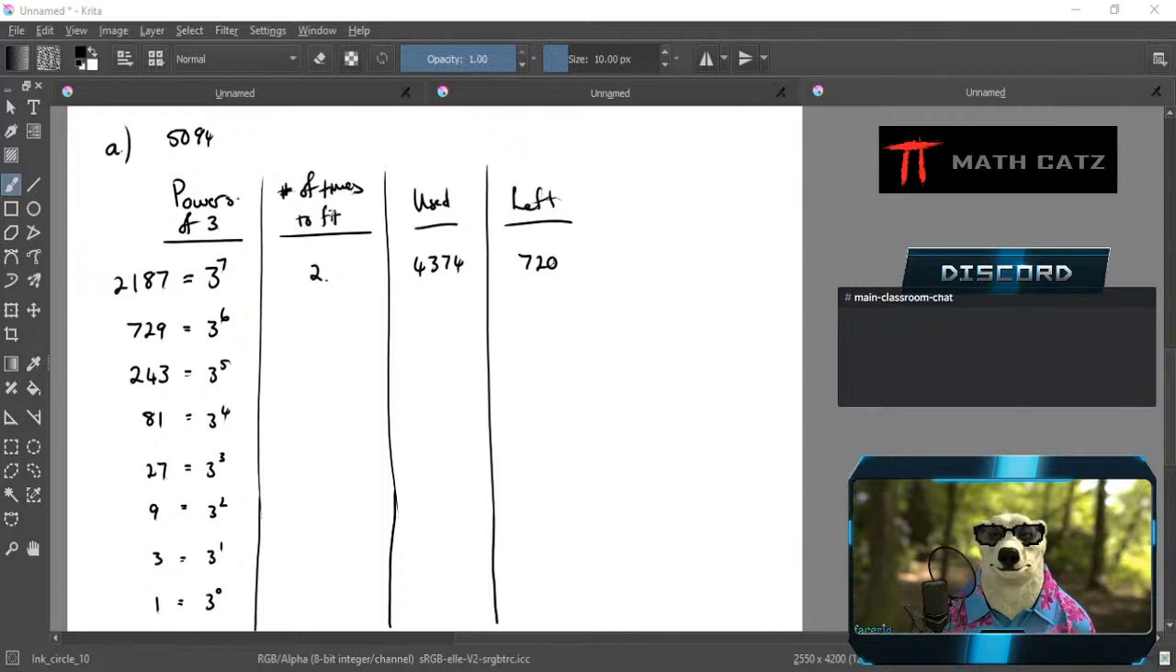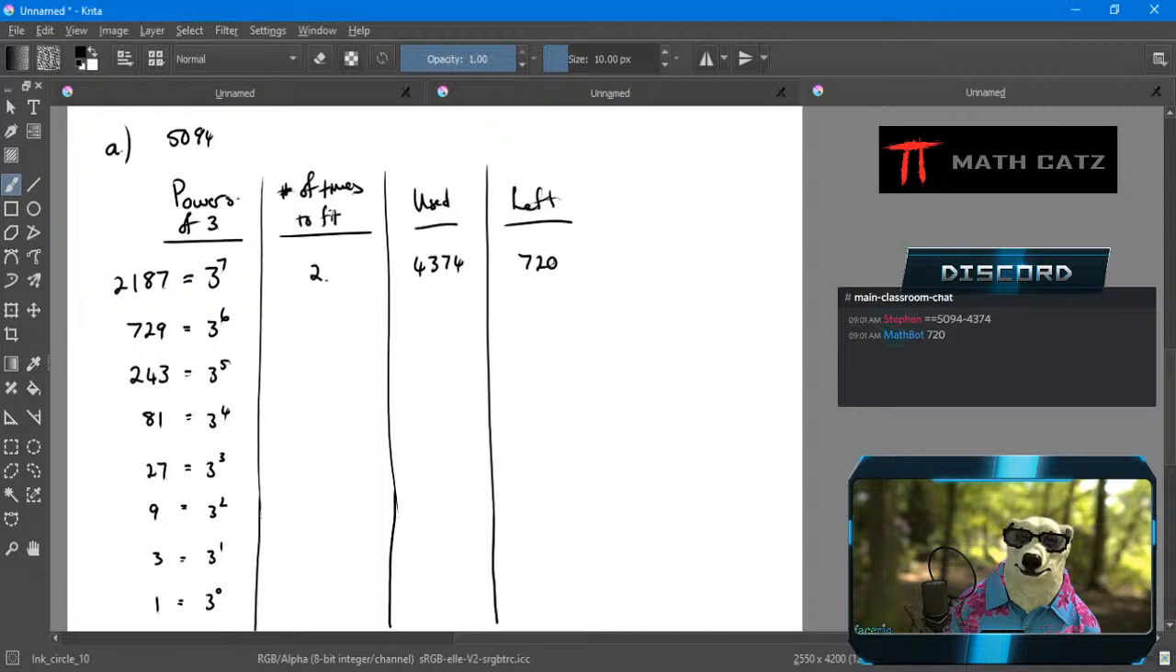5,094 minus 4374. Okay, seems to be okay. And it's the 720 that I thought. Sometimes I type in the chat and it zooms in and out. I don't know why. Who knows? Anyway, so I have 720 left.